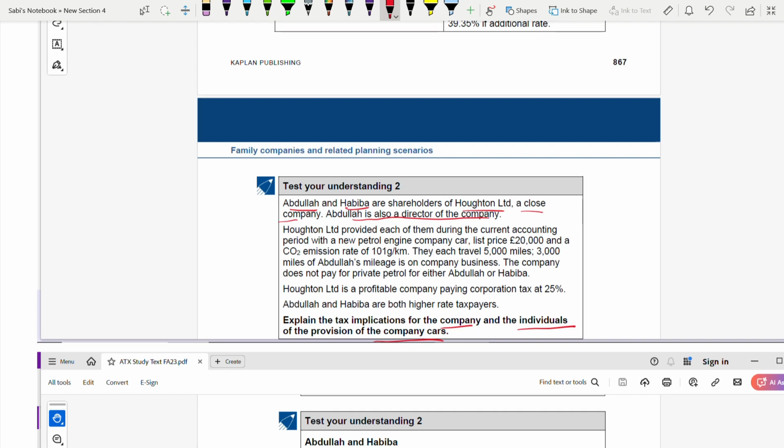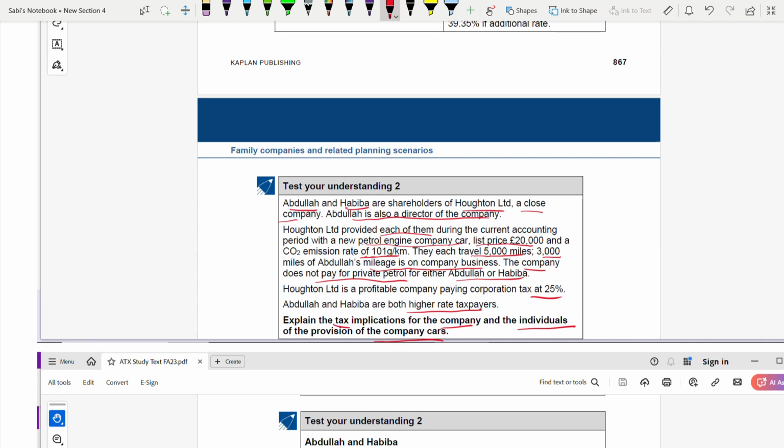So director means employee. Now, the company provides each of them during the current accounting period with a new petrol engine company car. List price is 20,000, emission is 101, they travel 5,000 miles, 3,000 mileage is on company business. The company does not pay for the private petrol for either Abdullah or Habiba. Corporation tax is at 25%. They both are higher rate taxpayers. Explain the tax implications.